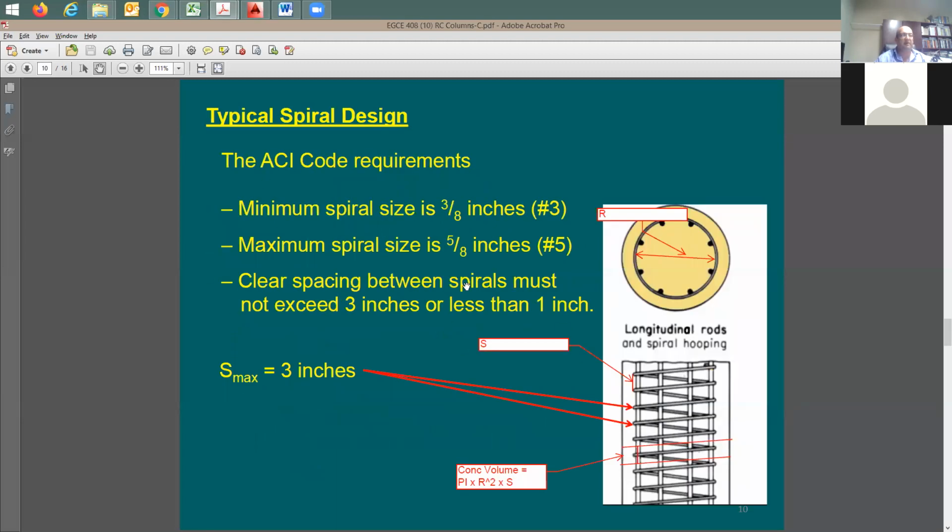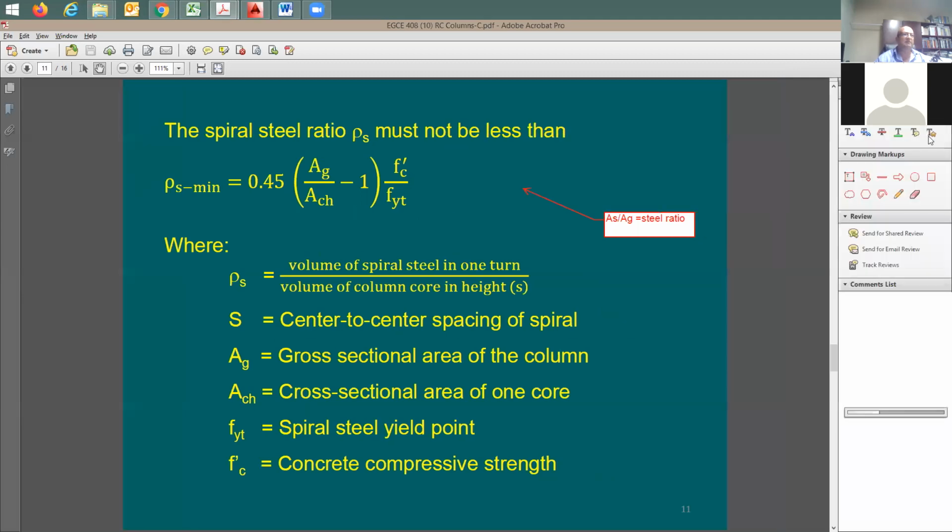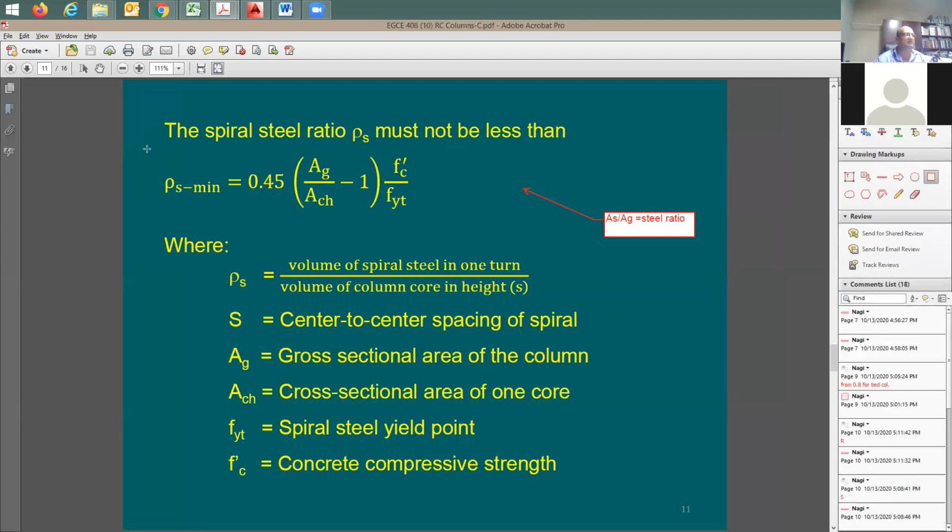Now, when it comes to the spiral design, we said that you are going to be using this equation, and this equation here would give you the demand. So whatever is needed, this is going to be the minimum reinforcement needed for the spiral itself. It's going to be given by this equation. So which equation is this again? This is here to give you the minimum needed. All right, this is the minimum needed.